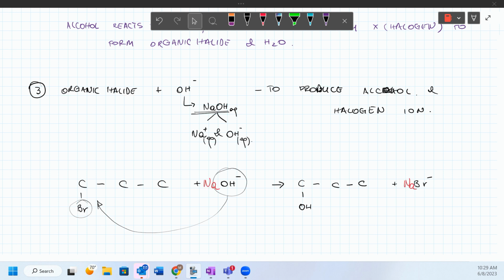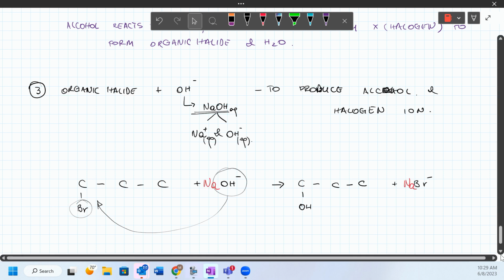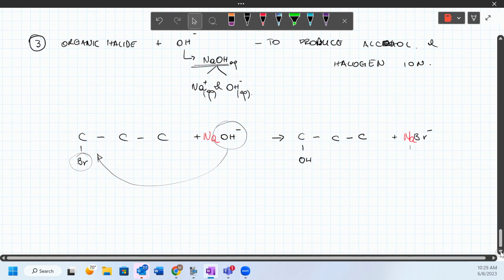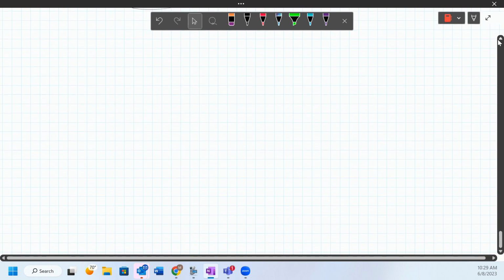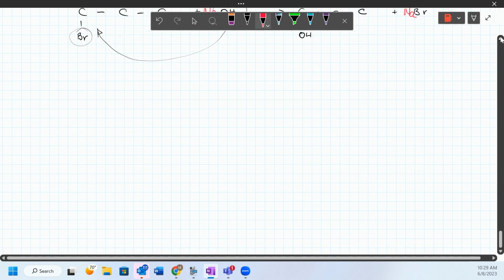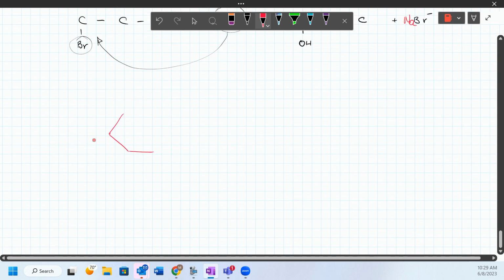When we have cyclopentane reacting with iodine, what is it producing? Okay, so cyclopentane is something like this: 1, 2, 3, 4, 5. Okay, and it's reacting with iodine in the presence of UV light. So here you have UV.